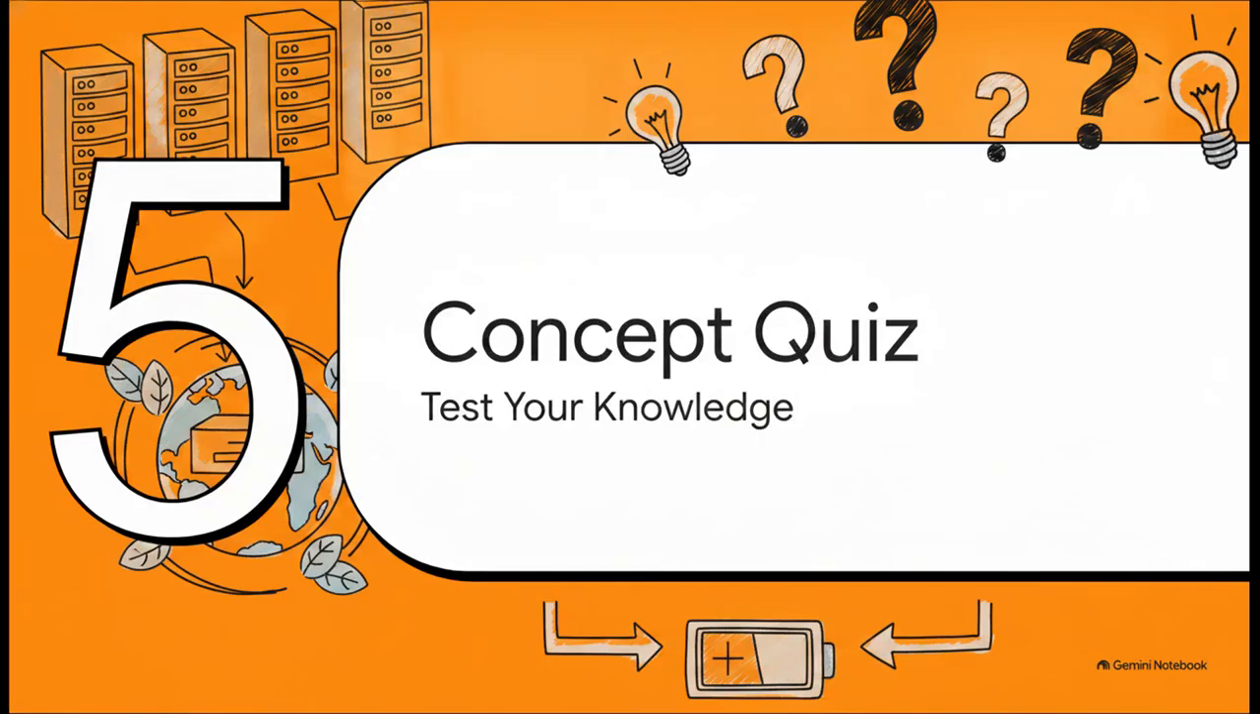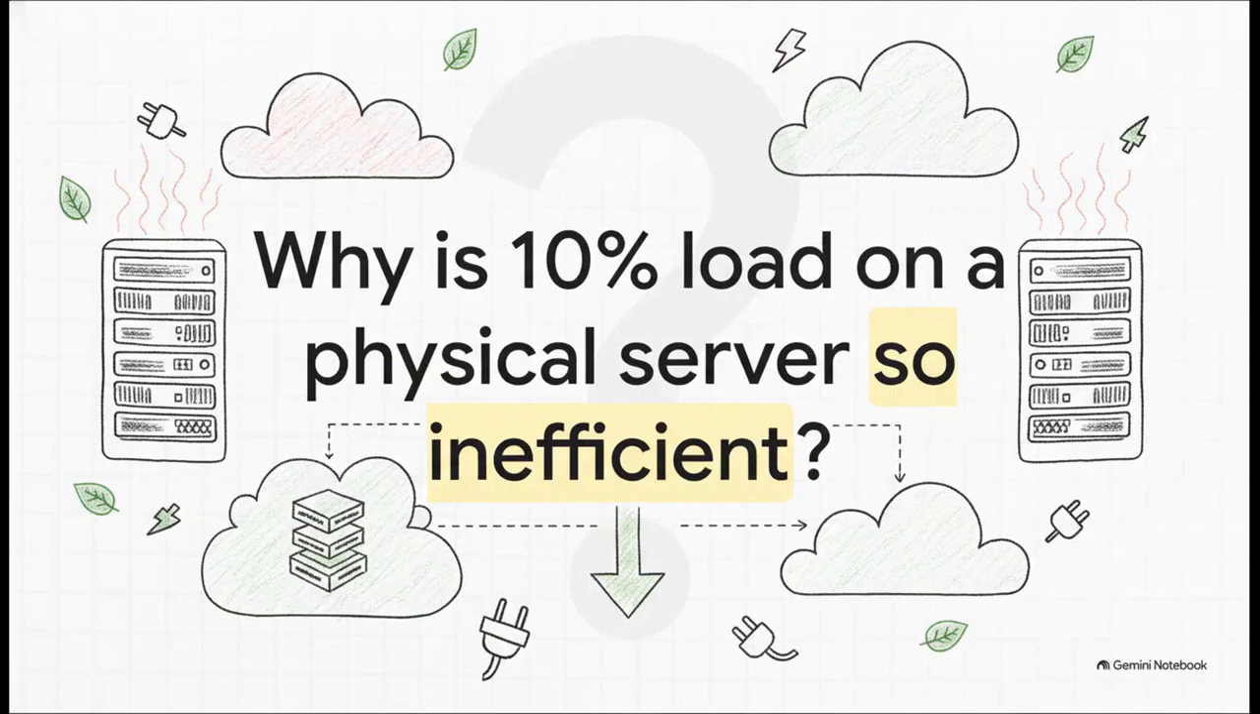All right, Section 5, Concept Quiz. You've nailed the math and you've got the practical applications down. To round out this explainer, let's test your core theoretical knowledge with a rapid-fire quiz. Let's see if you can articulate the why behind the numbers. Question 1. Think back to that power curve we looked at earlier. Why exactly is a physical server running at only 10% capacity such a massive disaster for green computing?